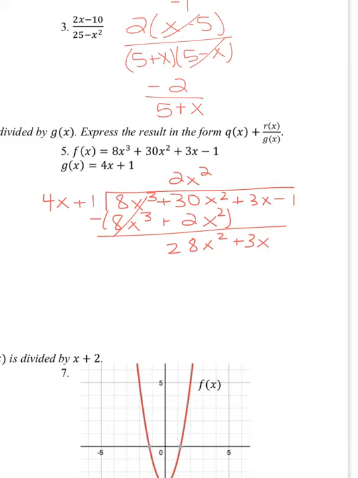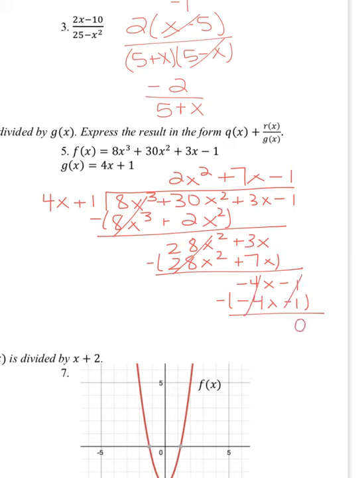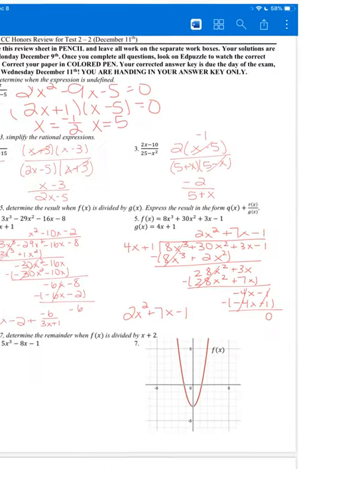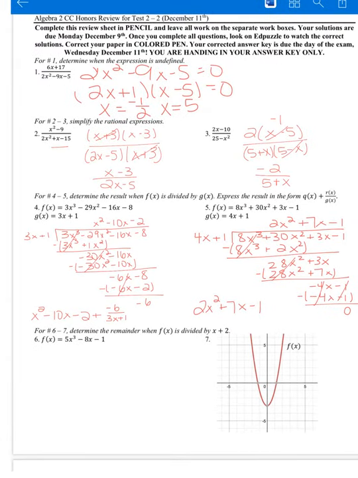28x squared divided by 4x is a positive 7x. I multiply that out. 28x squared plus 7x. I put that in parentheses and I subtract. 28 minus 28 cancels. 3 minus 7 is negative 4x, minus 1. Negative 4x divided by 4x is minus 1. So I get negative 4x minus 1. Put that in parentheses. I subtract. Negative 4 minus negative 4 cancels. Negative 1 minus negative 1 also cancels. I get a remainder of 0. So the quotient, or the result, I still have to write, is 2x squared plus 7x minus 1. So the difference between 4 and 5 is that in number 4, you get a remainder of negative 6, and in number 5, you get a remainder of 0.